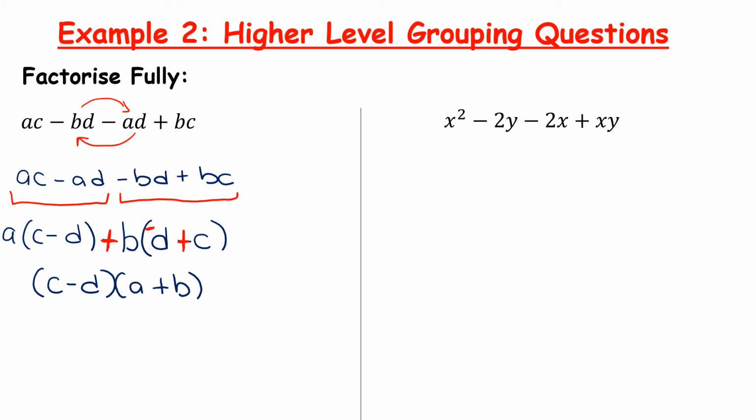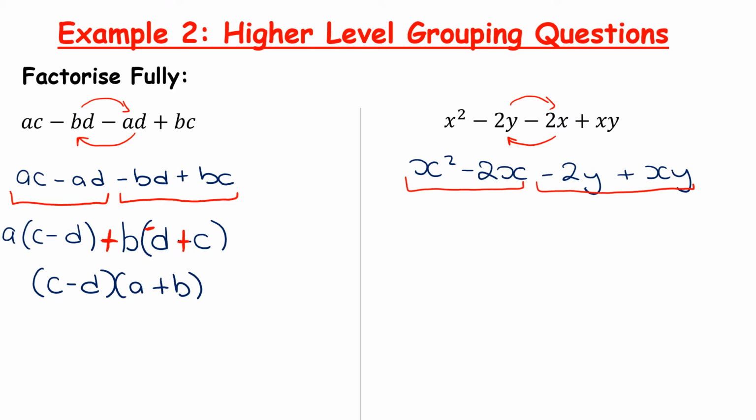If you rearrange it differently, you may not run into that issue there with signs. So let's look at the last part here. X squared minus 2y minus 2x plus xy. Again, we need to do a little bit of rearranging to make sure that there is something in common. So I'm going to again swap my two middle terms and I get x squared minus 2x minus 2y plus xy. In my first group, there is an x in common, leaving me with x minus 2.